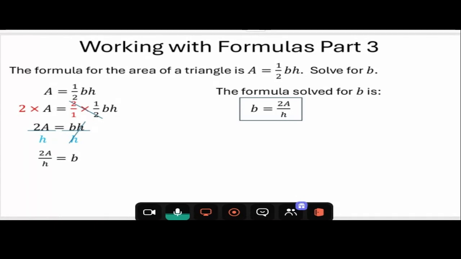If I were to give you various areas and heights of triangles and ask you to calculate the base, you could just plug them into that new formula that we have created there, isolated for B.